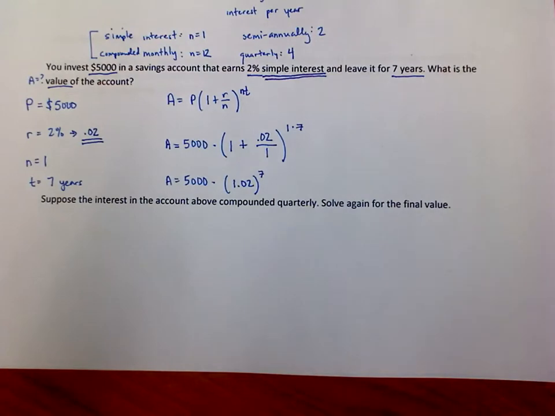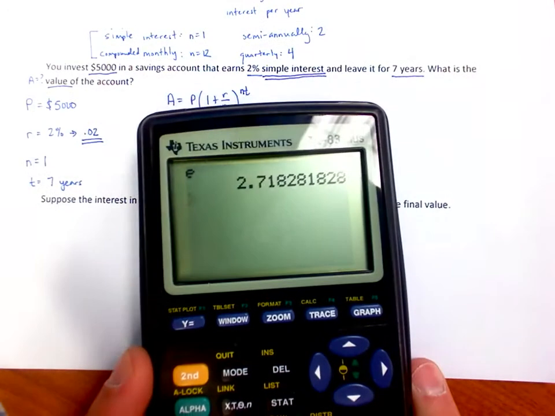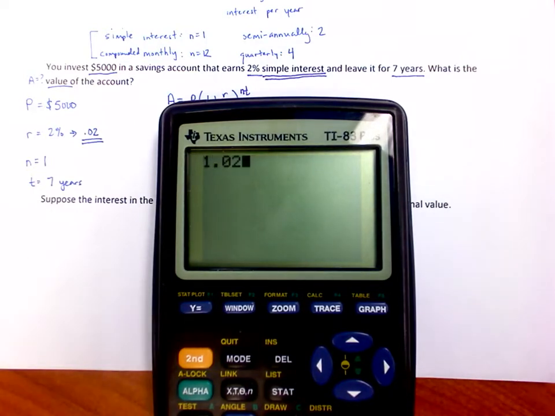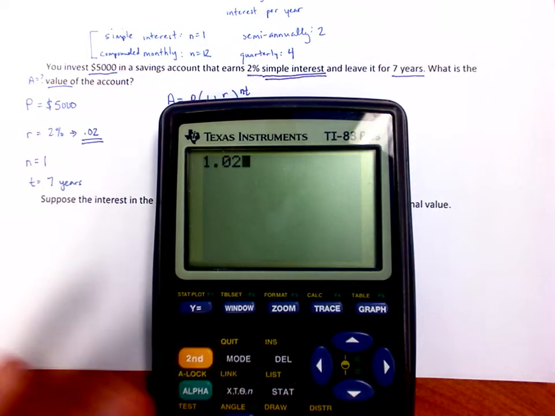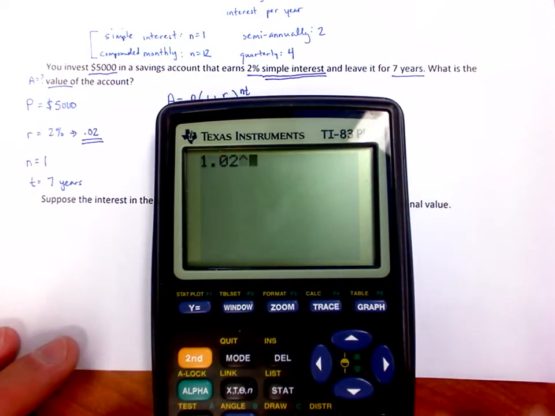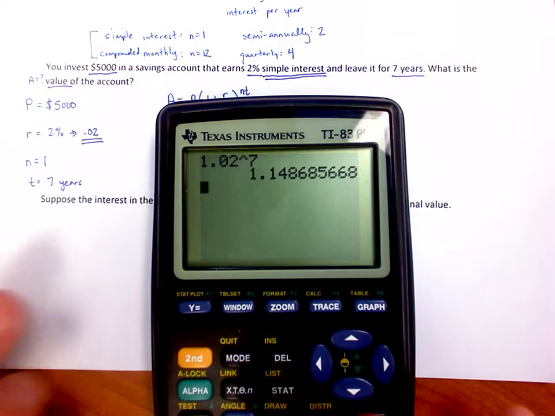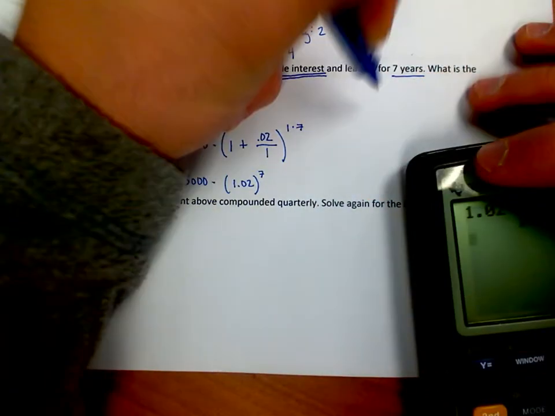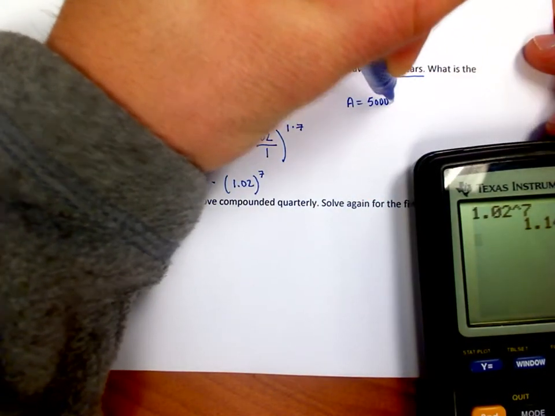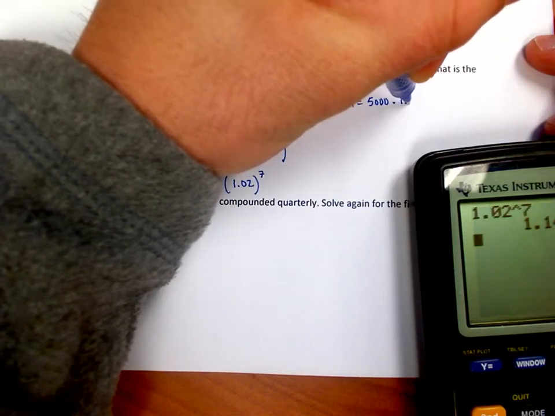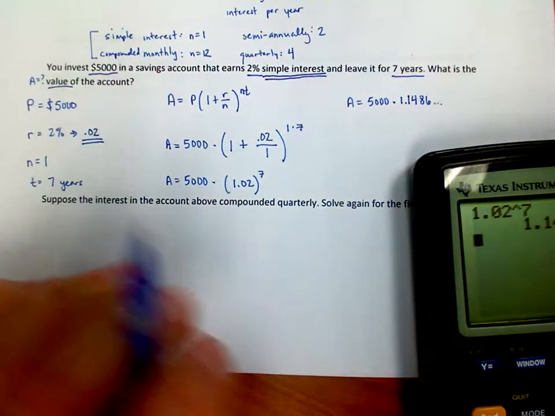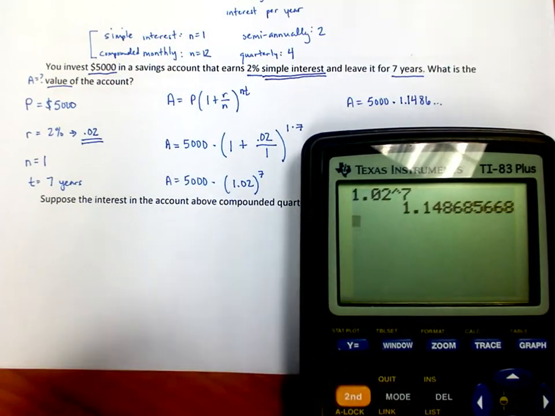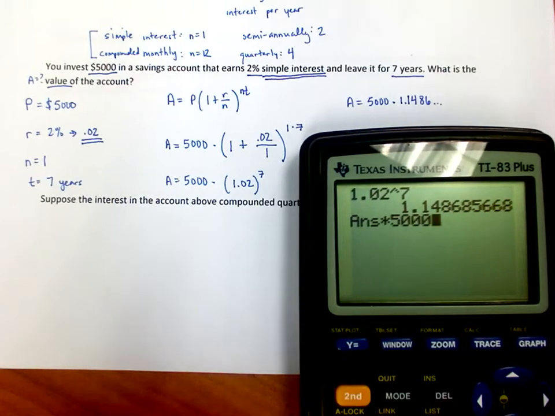I do not round in any of these bank account problems ever until the very, very end, when I'm rounding to 2 decimal places to represent pennies. So if that was something like 1.024379, I would leave all of those decimals. Just keep that in mind. 1.02 raised to the 7th power is this number right here. It's 1.148685668, right? So A is 5,000 times that, 1.1486, and so on and so forth. The dots just mean that the decimal goes on. So I'm going to leave this answer in my calculator and just times 5,000.